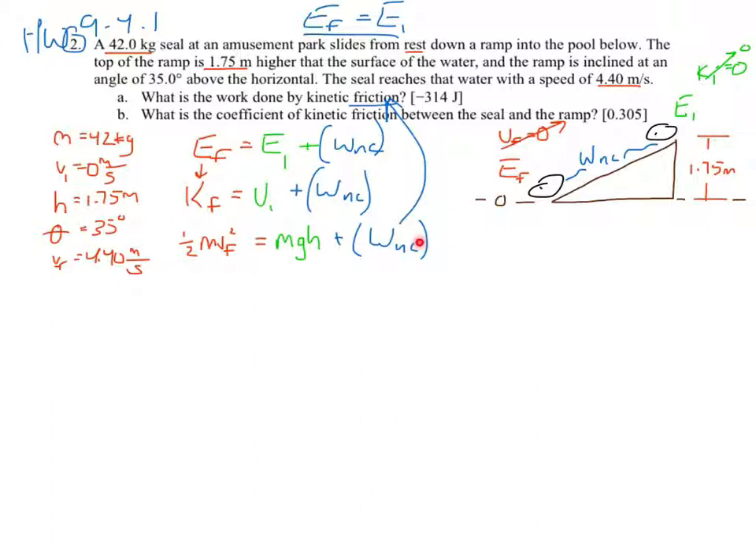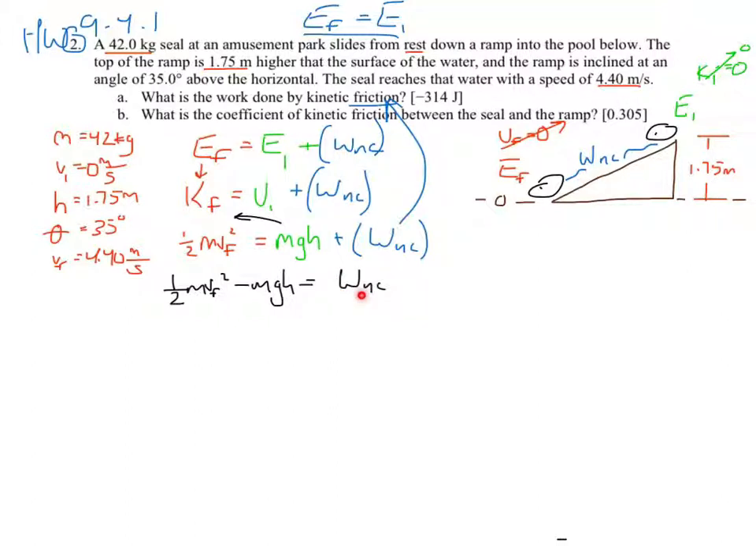So I hope the color coding has been helpful, but now I'm just going to go with black because I'm tired of changing colors. All right, so how do we get the non-conservative work all by itself right there? Well, we have to subtract this mgh over to that side. So it's going to be 1/2 mass times velocity final squared minus mgh equals the non-conservative work that is done by friction. All right, and I think we should be able to predict that this is going to come out to be a negative value because friction takes work out of the system.